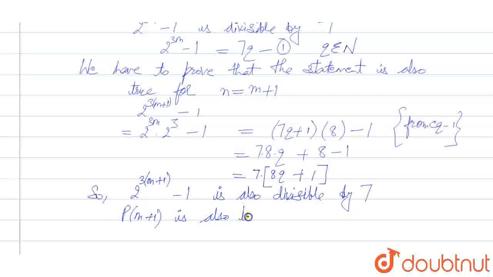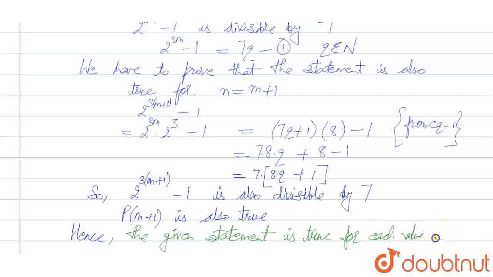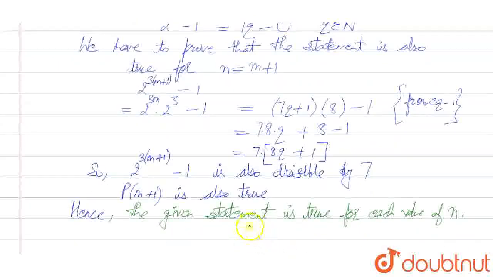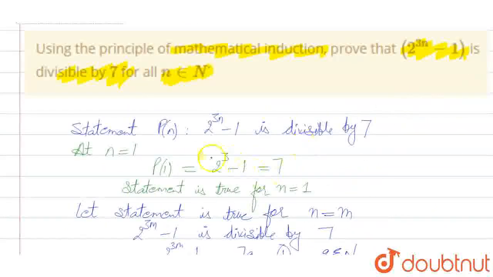So hence, you can say that the given statement is true for each value of n. Hence proved. Okay, in this way we have proved that the statement Pn is divisible by 7. Thank you.